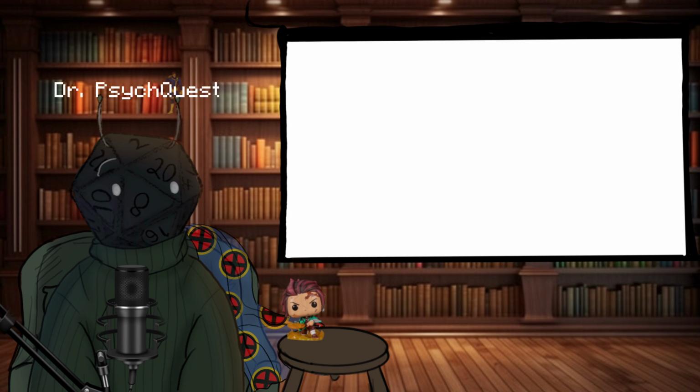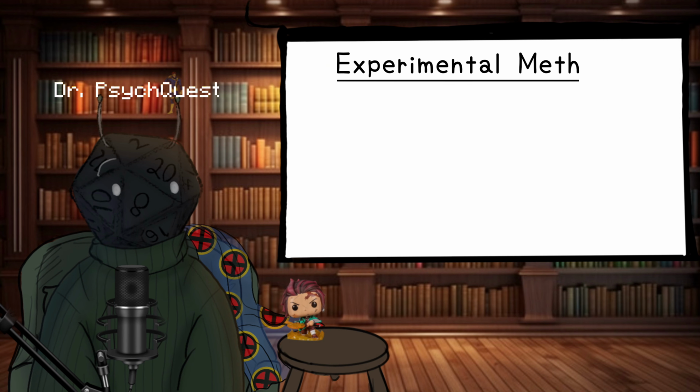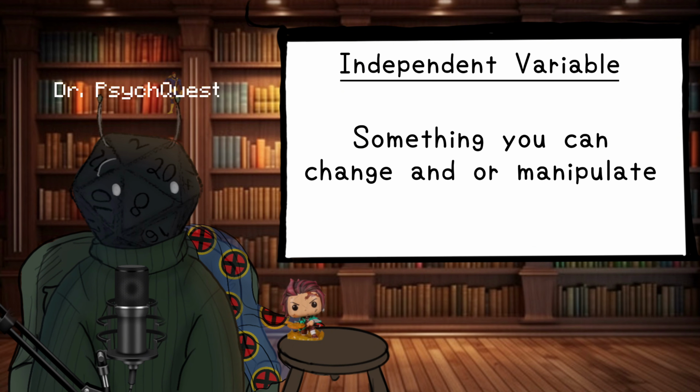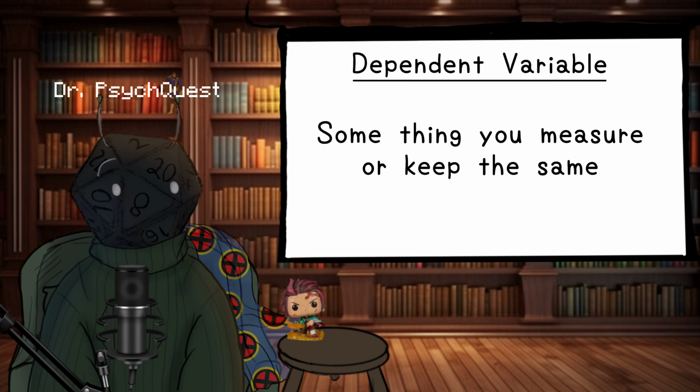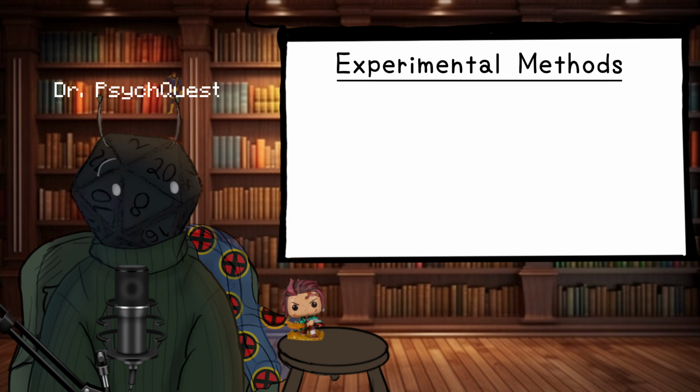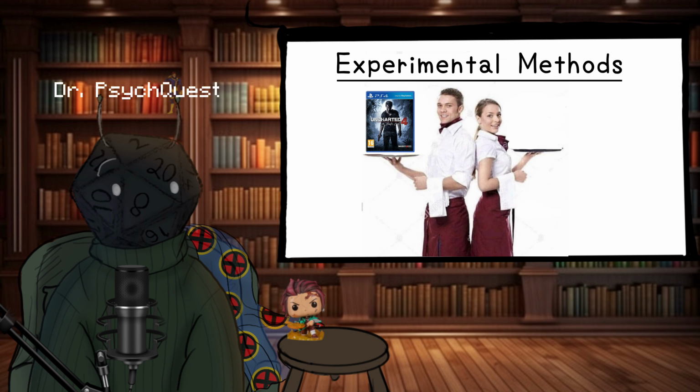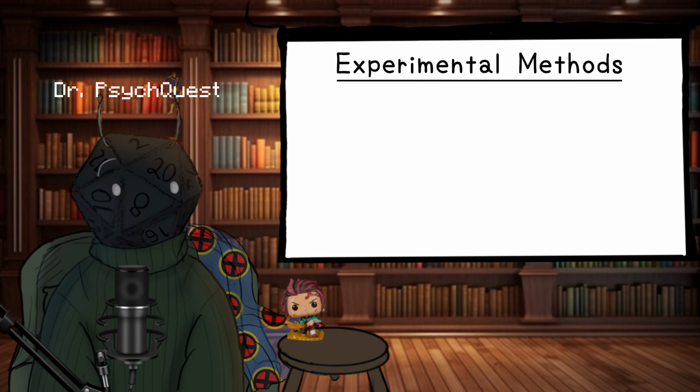Now, if you do want to find out what causes what, you need experimental methods. These are basically the gold standard in psychology. Here's how it works. You have an independent variable, something you change, like you learn in science. And a dependent variable is something you measure. For example, let's test if playing Uncharted improves people's moods. One group plays Uncharted 4, that's the experimental group, and the other doesn't, which is pathetic. But that is our control group. Experiments let us isolate cause and effect.